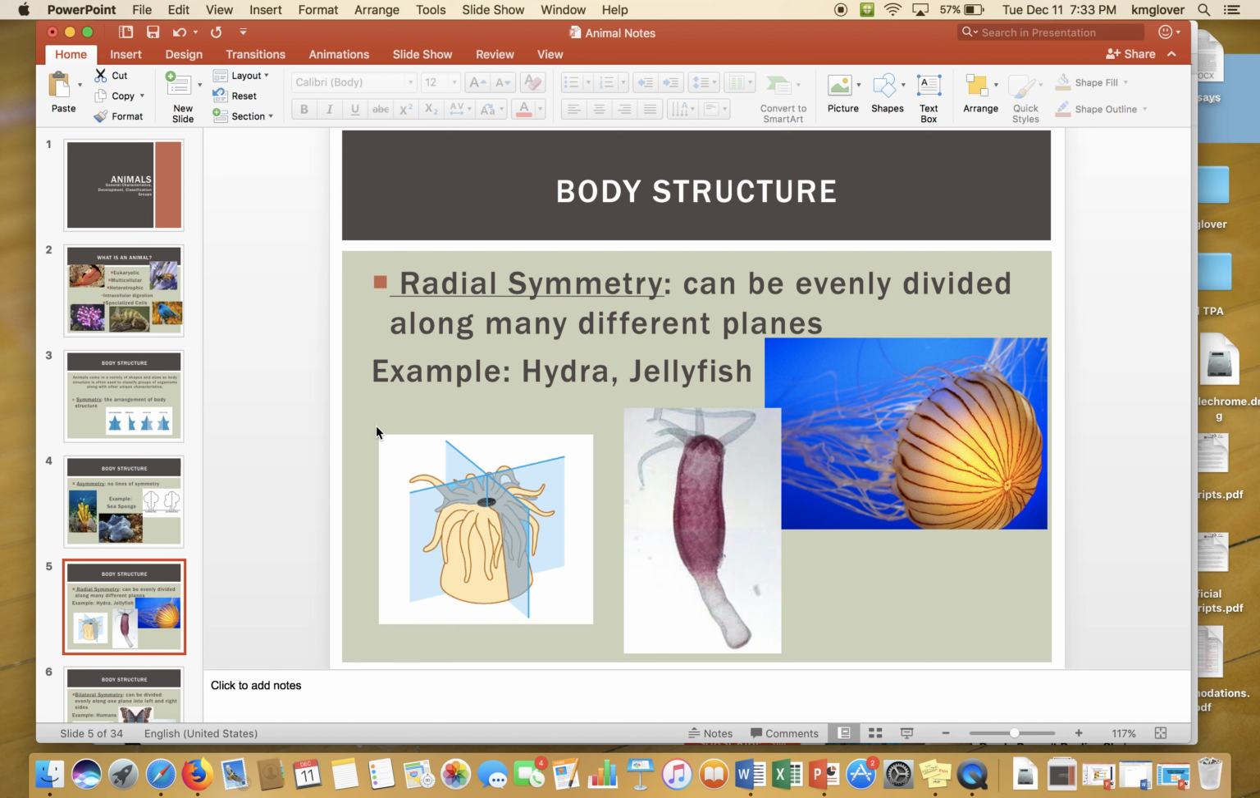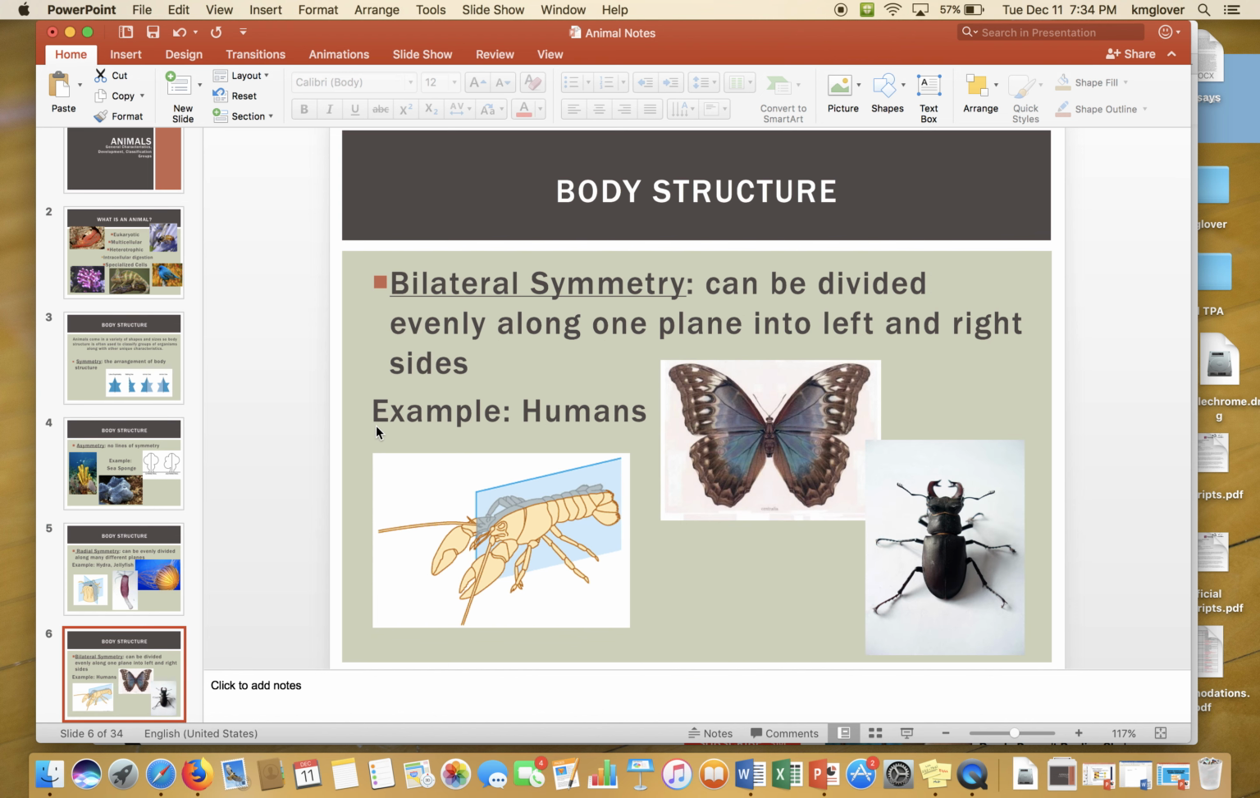There are other things that you could think of that have radial symmetry. A nickel would have radial symmetry because you could cut it in several places. You could cut it horizontally or vertically, and it would be the same on the left side as it is on the right side. So that's radial symmetry. And then you have bilateral symmetry. Bilateral, this is us humans. Bi means 2. This just means that you can be divided evenly along one plane.